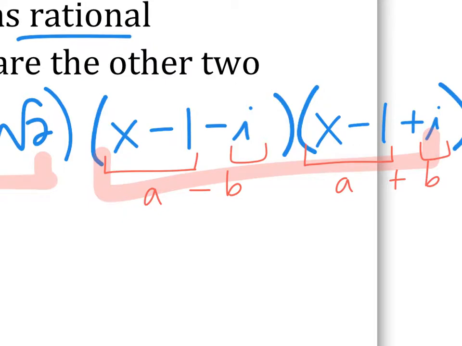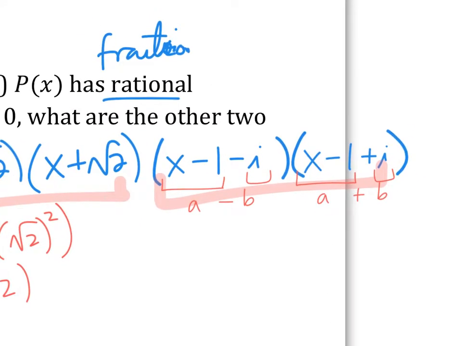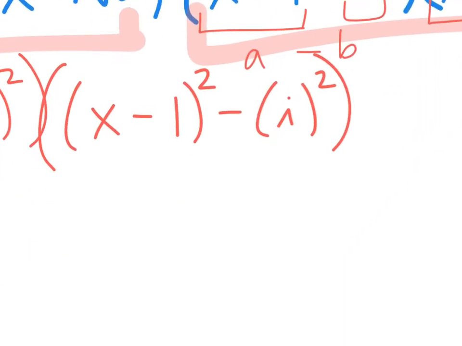That's true. So this is x minus 1 squared minus i squared. A squared minus b squared. You can do a squared minus b squared on anything as long as they fit that form. Now, in order to make this faster, you just have to know how to square x minus 1. x minus 1 squared is what?